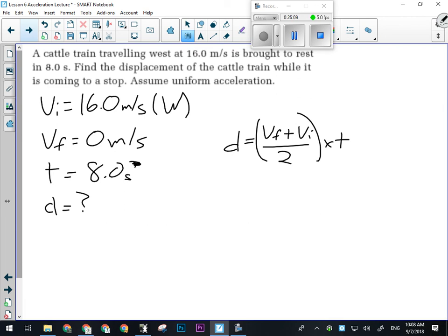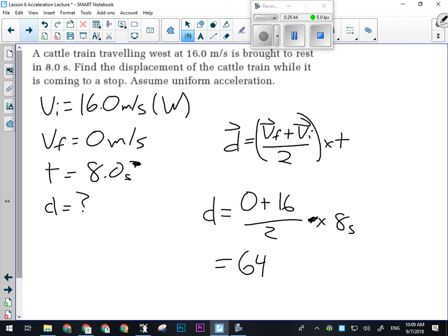So this does deal with the fact that velocity is changing. That's reflected here. It's still an accelerating object, okay, but it'll help us to get displacement with those 2 things in time. All right, I don't have to manipulate. It's already set up to get the displacement, okay, of this object. All I have to do is plug in. So VF was 0, okay, VI was 16 over 2, okay, times the time, which was 8 seconds. All right, so I've got 16 divided by 2, which is 8, times 8 is 64. So the displacement while slowing down of this cattle train is 64 meters west.